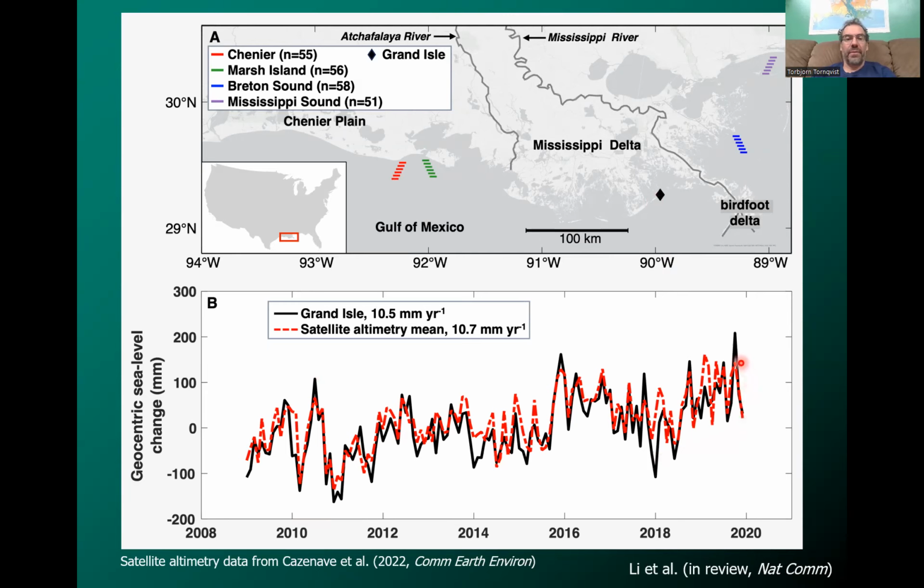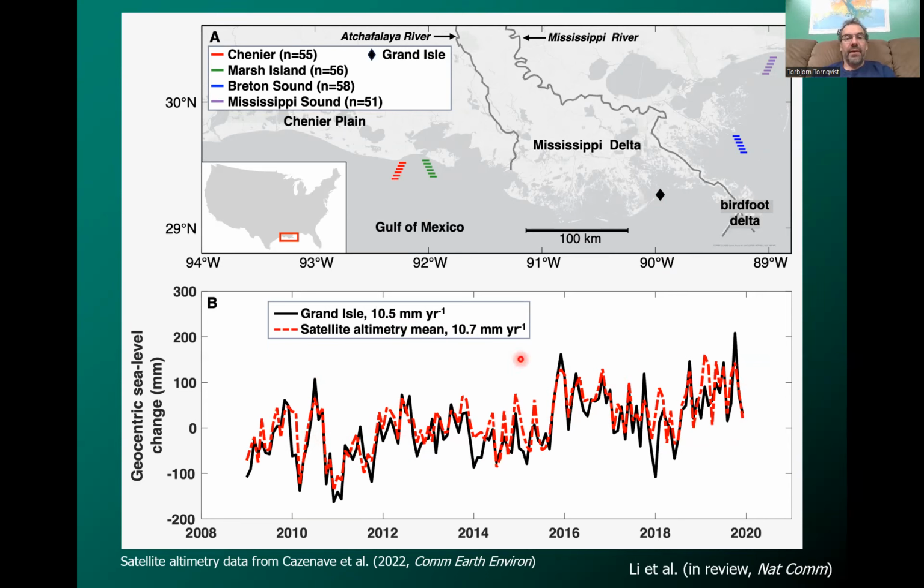And this result is really quite remarkable because we see that not only is the long-term trend about the same, but you can see a lot of the finer details are also very similar between Grand Isle and those coastal virtual stations. So that gives us a lot of confidence in this part of the story, basically the climate-driven sea level signal.